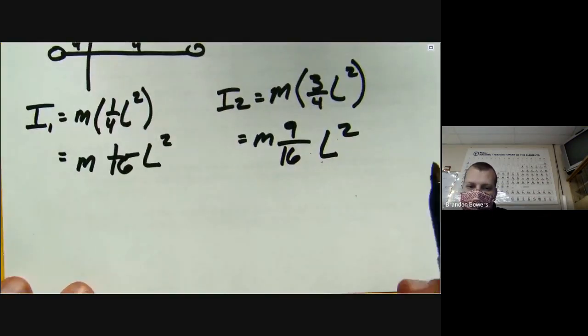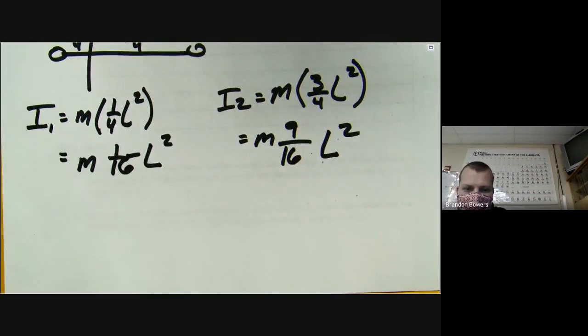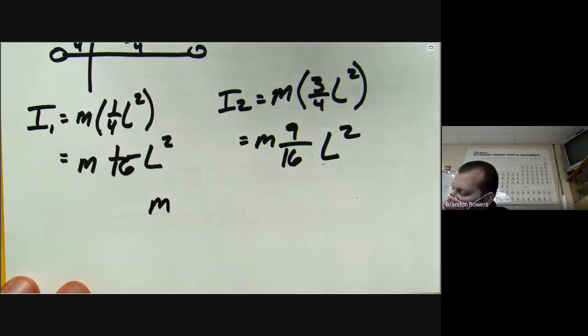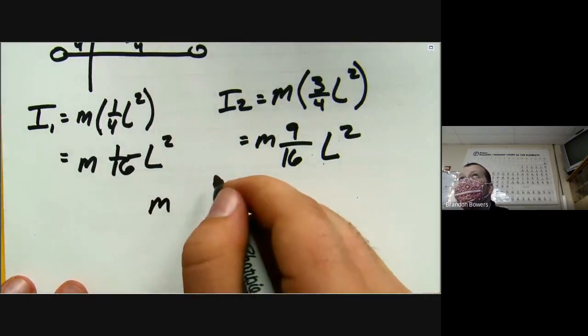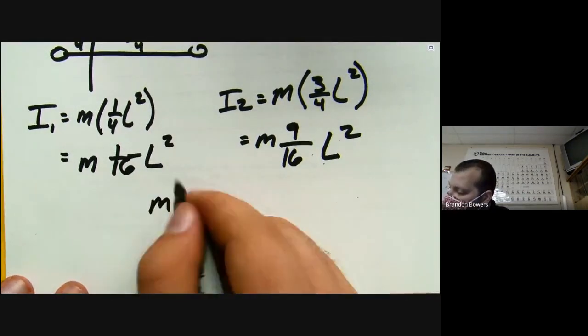Okay, so those are the two numbers. This is a 9. Those are the two numbers I got. So when you combine those two, you're going to get 10/16. 10/16 reduces to 5/8.